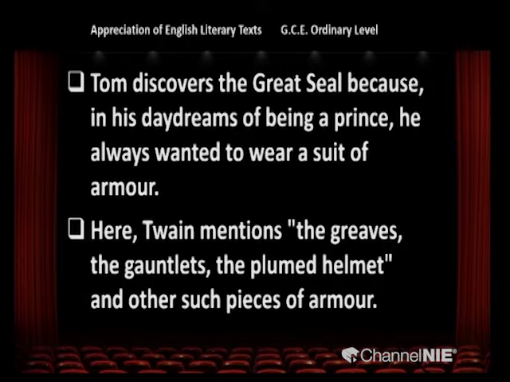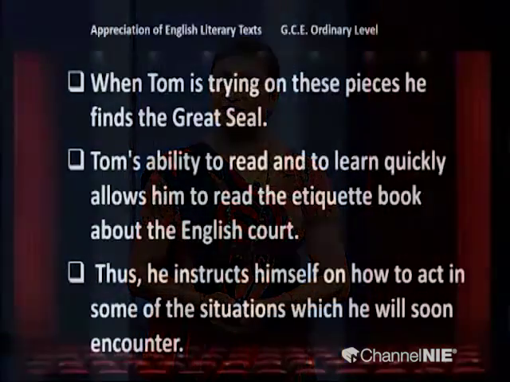So, as Tom was interested in this suit, when he was observing this suit, he accidentally found this great seal of England, but he didn't know what it was. Here Twain mentions the greaves, the gauntlets, the plumed helmet and other such pieces of armor. So, these words explain the parts of this armor. When Tom is trying on these pieces, he finds the great seal.